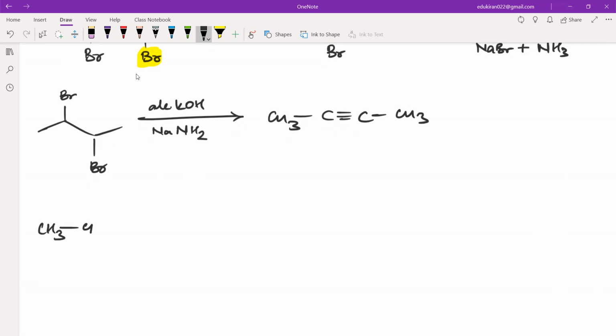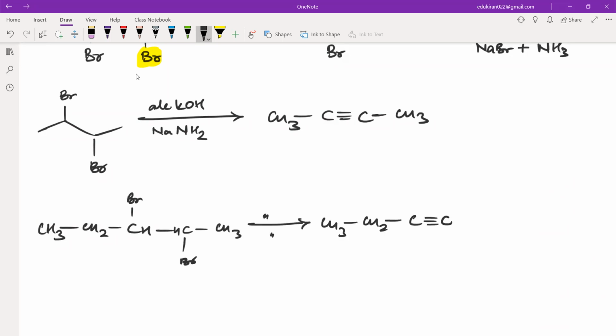It will decompose. CH3, CH2, carbon with a Br and hydrogen, then a carbon with hydrogen and a Br, like this, CH2, CH3. Then alcoholic KOH and NaNH2, we are going to get CH3, CH2, single bond, C triple bond C, single bond, CH3. So wherever you have the bromines or the chlorines or any halogen atom, you just remove them and you form a triple bond there. Is this fine, everyone? Yes or no? Easy, right? Yes. Okay.